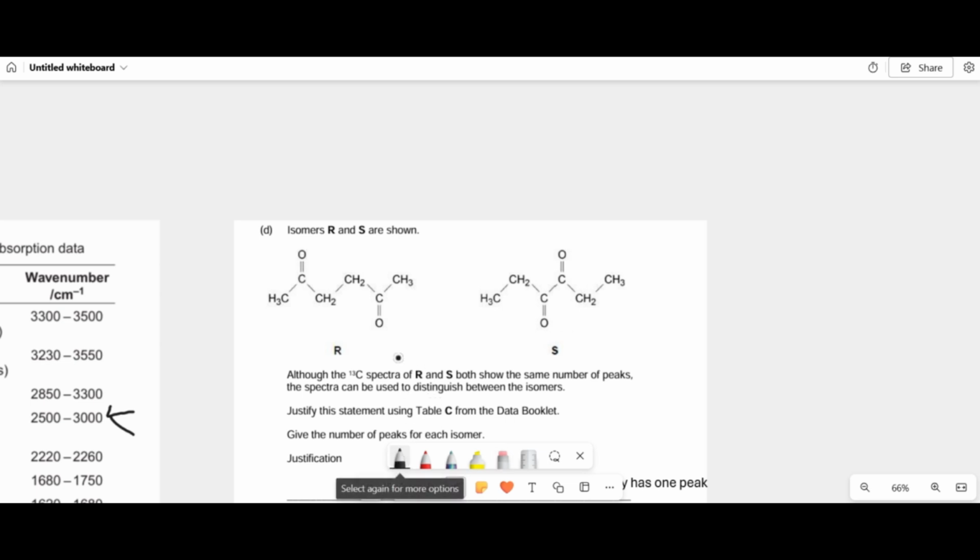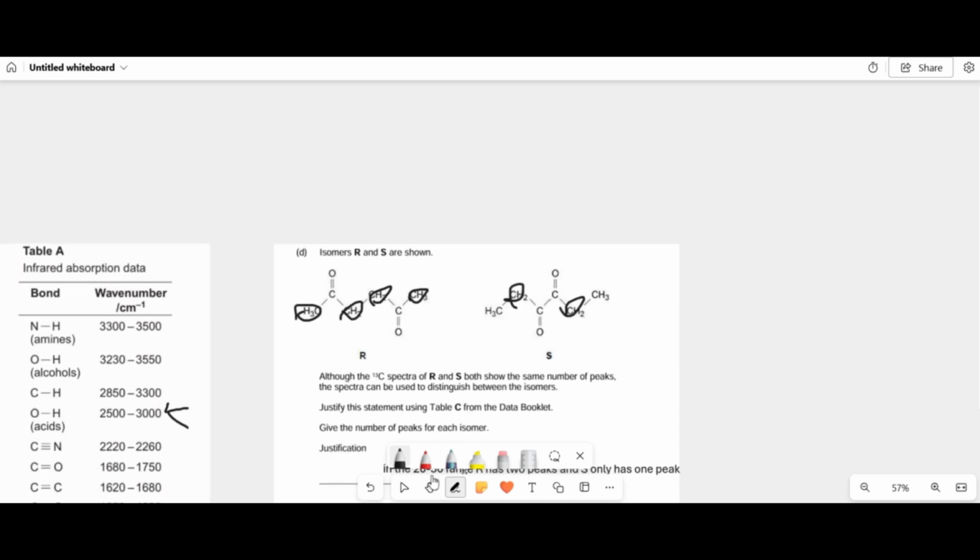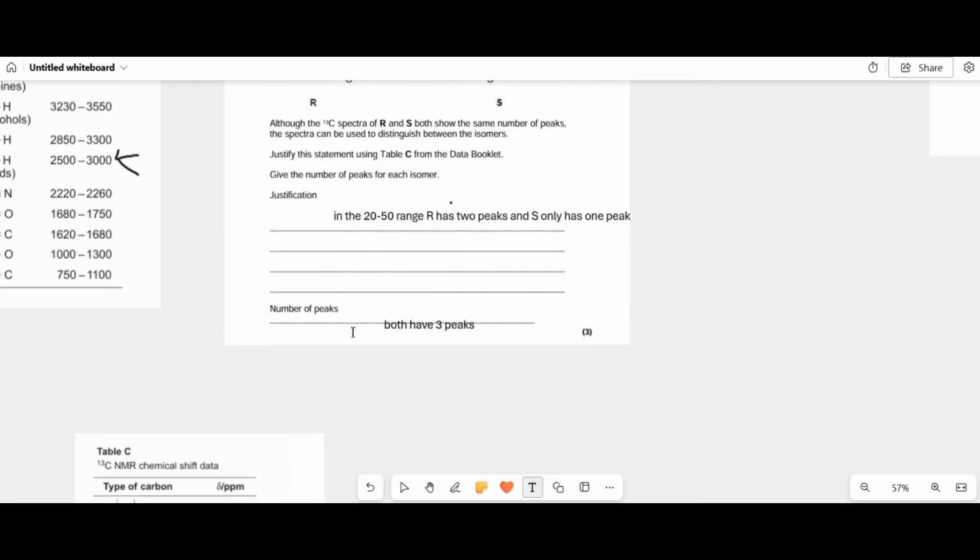Now, how many carbons here does R have next to the CO bond? Next to the CO bond, we've got 1, 2, and 3, 4 next to that one. So hence we've got 4 carbons next to the bond. However, S only has 2 carbons that are next to that bond. So we can also write that.